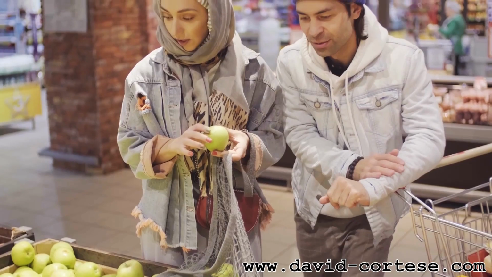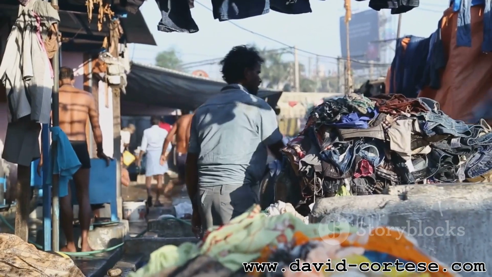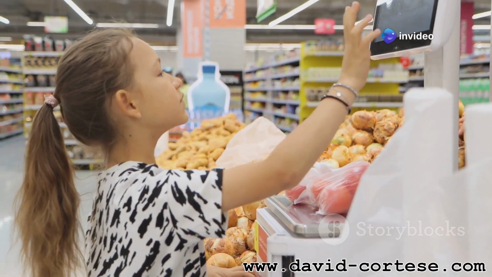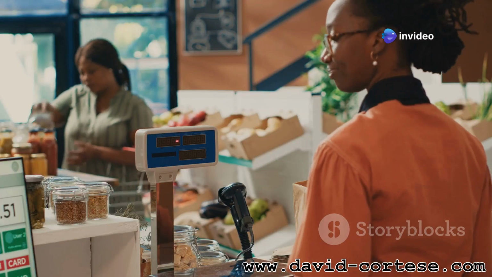We see functions every day. Let's look at some examples. The price of apples at the store is a function. The input is the weight of the apples. The output is the total cost.